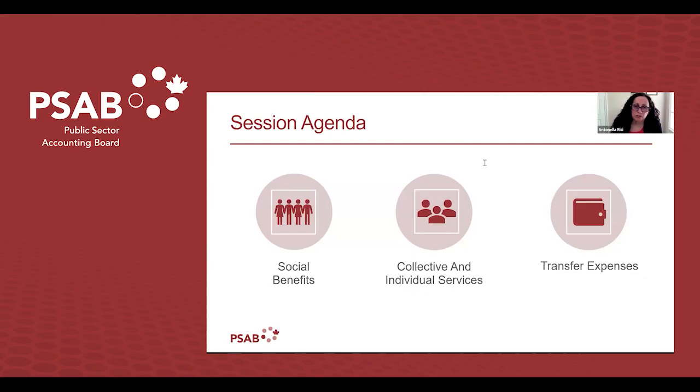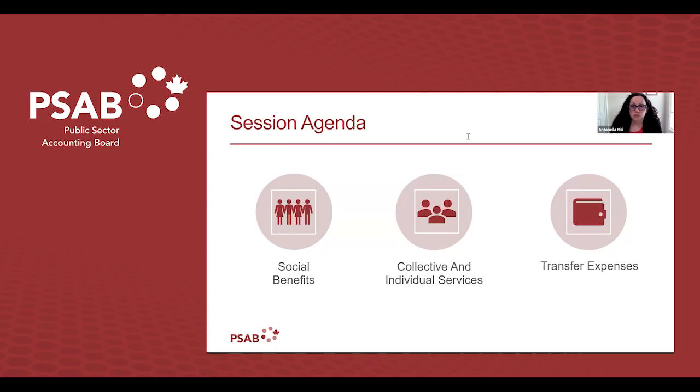The delivery of social benefits to the public is a primary objective of most governments and accounts for a large portion of their expenditure. In addition to social benefits, governments also provide services, for example, healthcare and defense. Such services are outside the scope of social benefits, and instead they are covered by the guidance on collective and individual services, which can be found in Appendix A of IPSAS 19, the Provisions, Contingent Liabilities, and Contingent Assets Standard.